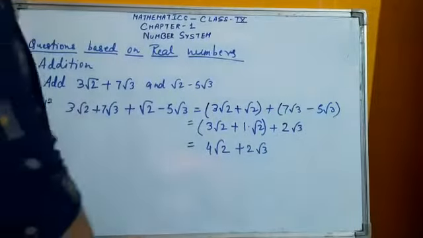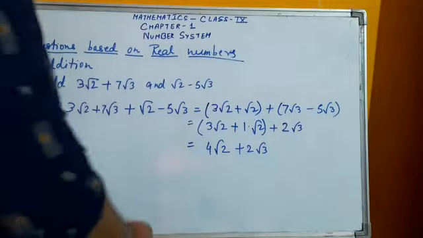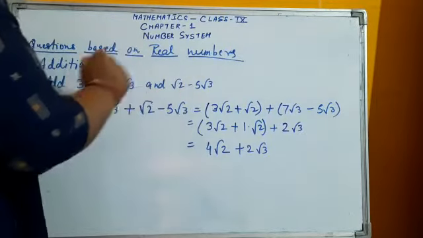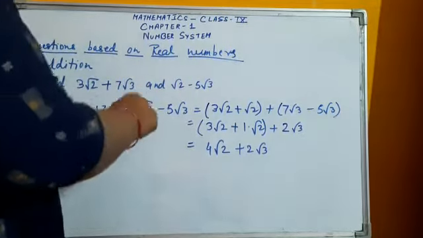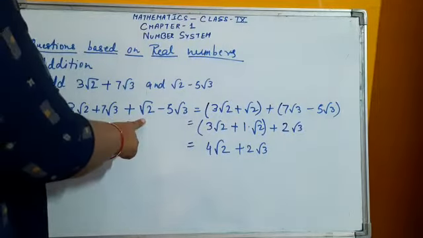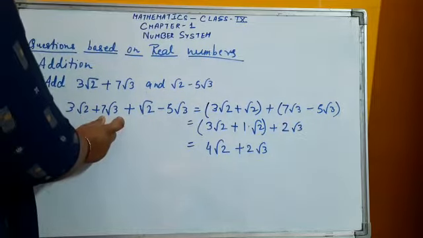Now we will see some questions based on real numbers. First question based on addition. Let us suppose we have to add 3 root 2 plus 7 root 3 and root 2 minus 5 root 3. We will write in a single line like this: 3 root 2 plus 7 root 3 plus root 2 minus 5 root 3. This 3 root 2 cannot be added with 7 root 3.